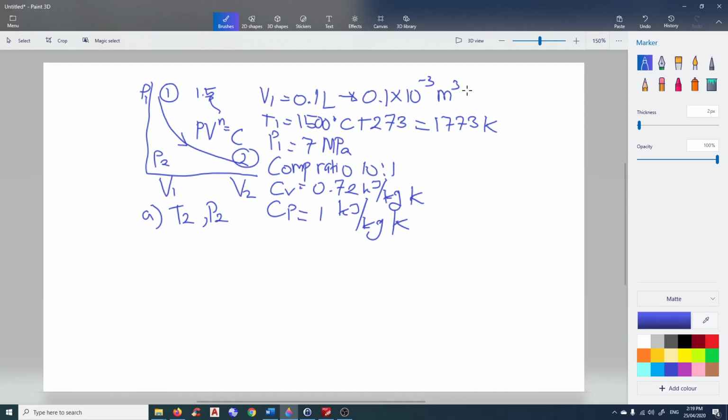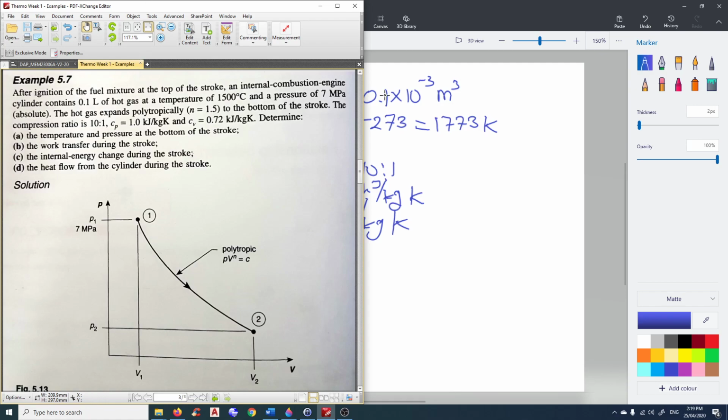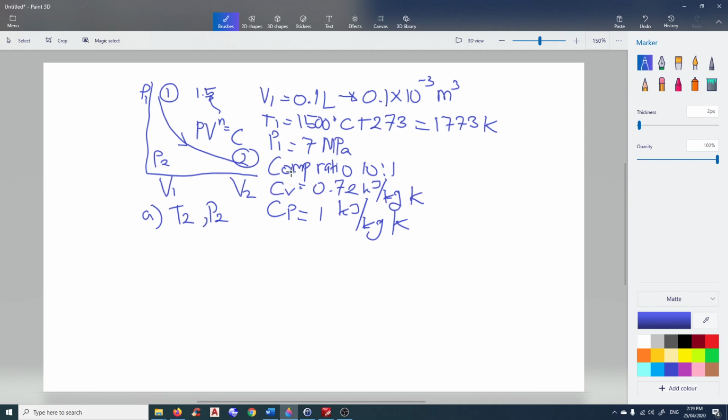For P1, if you look at the question closely, let me open the question again. The question says 7 megapascal absolute. So we don't have to convert it to absolute by adding 101.3 kPa. But we need to synchronize the units. So I'm just gonna make it 7,000 kPa because we work in kilopascal, right? So 7 megapascal is 7,000 kPa, or multiplied by 10 to the power 3.